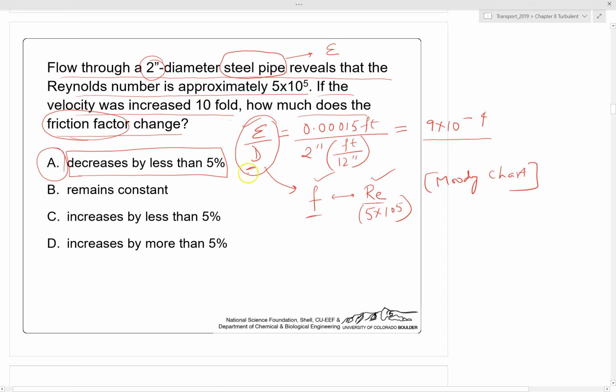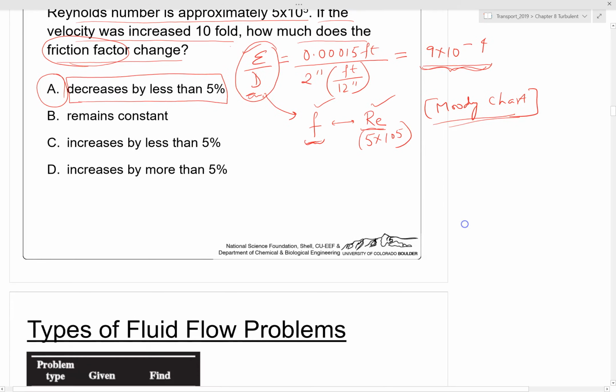So first calculate this value based on what is provided in your Colebrook equation chart. Then use this information along with F and Re in your Moody chart, and you can get a qualitative, semi-quantitative feel of whether there is a decrease or increase and by how much. Okay, so this is one example.